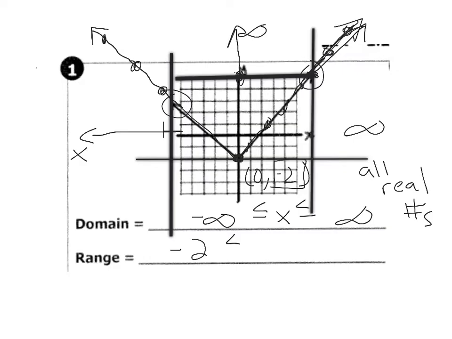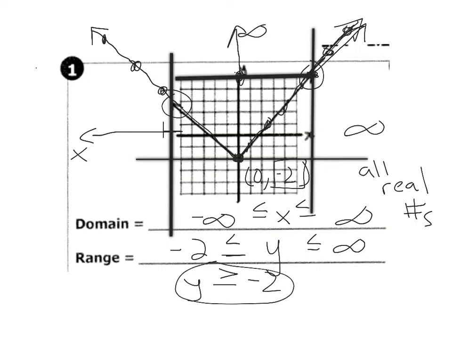So I'm going to write my interval notation here, and I'm going to put a y in the middle, because I'm dealing with range: -2 is less than or equal to y, which is less than or equal to positive infinity. So that interval represents all my possible y values there. Another way to write this would be that y is greater than or equal to -2. So you could write that either way. Just like for the domain, you could have said all real numbers.